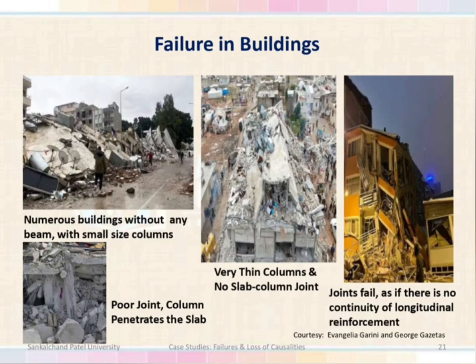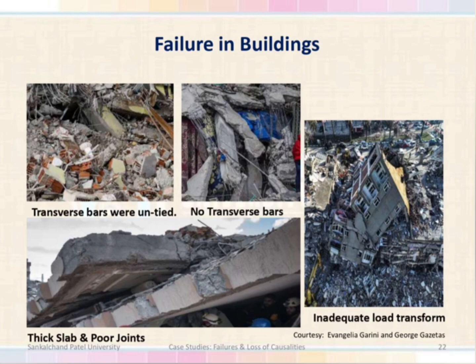You can see the building failures observed, like no beams or very thin columns, poor joints, and no continuity of longitudinal reinforcement. These are all observed as building failures. Also transverse bar failure, no transverse bars, thick slabs and poor joints, and inadequate load transfer. These are all the failures observed in the buildings.